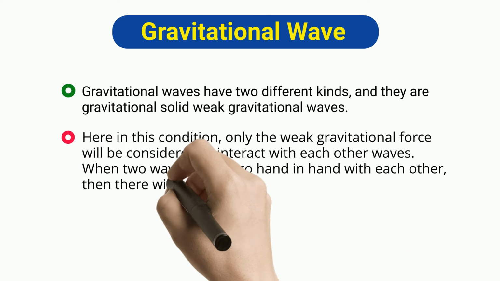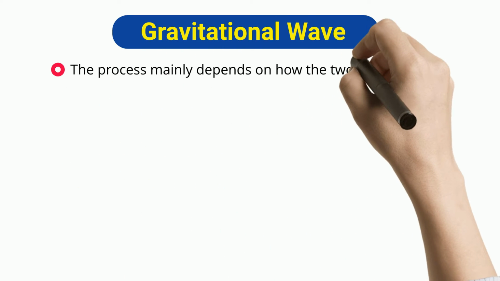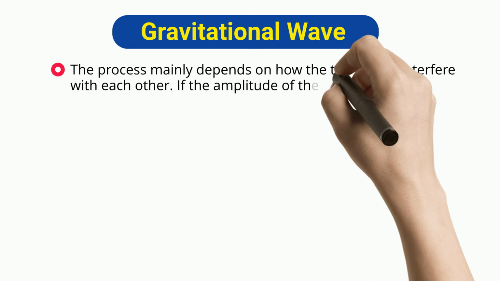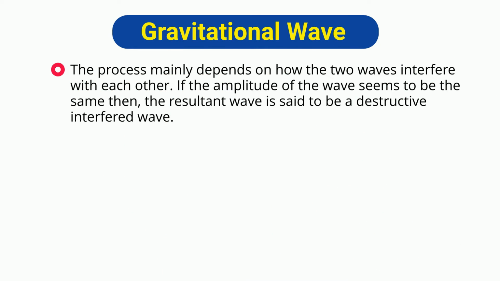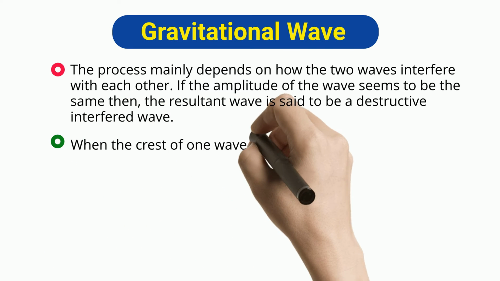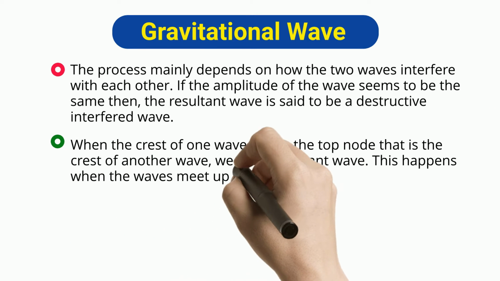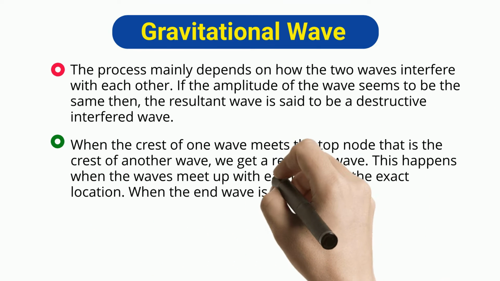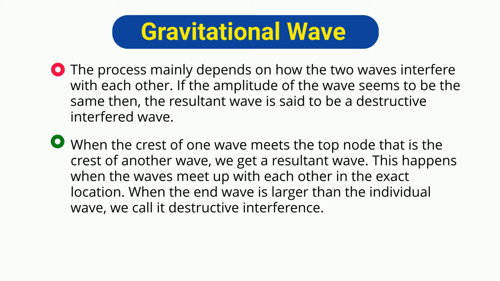When two waves mix or go hand in hand with each other, then there will be a specific process occurring. The process mainly depends on how the two waves interfere with each other. If the amplitude of the waves seems to be the same, then the resultant wave is said to be a destructive interfered wave. When the crest of one wave meets the top node, that is the crest of another wave, we get a resultant wave. This happens when the waves meet up with each other in the exact location. When the end wave is larger than the individual wave, we call it destructive interference.